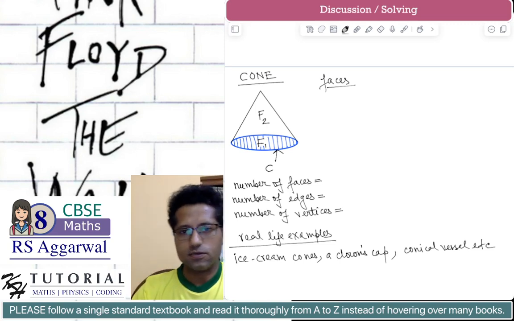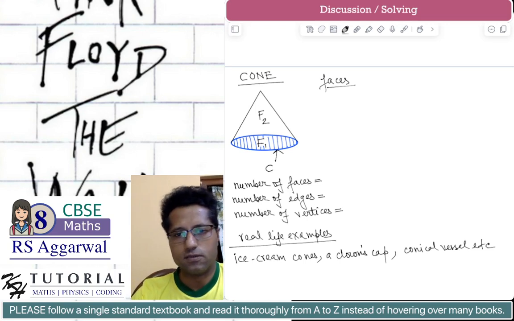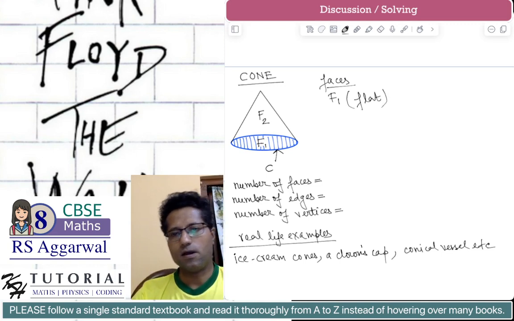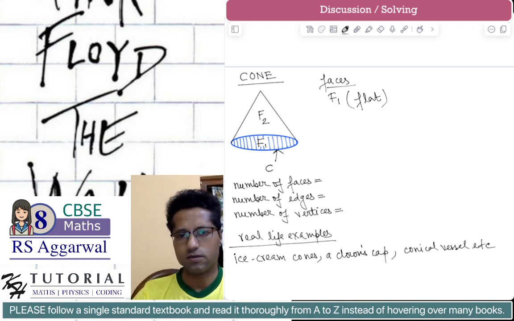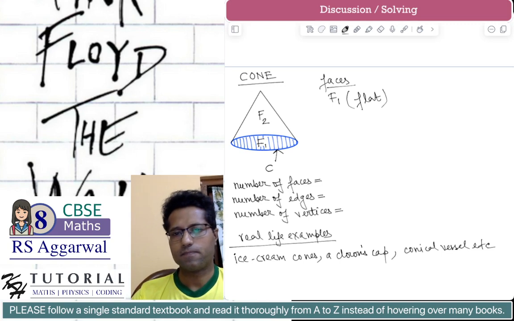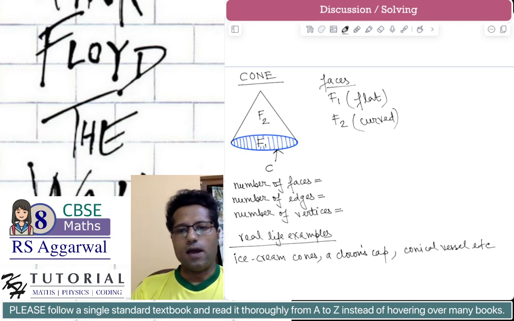So what are the faces? A cone has two faces. The blue region, F1, is a flat face. It's basically a circular flat face, and the other one is the curved face, that is F2. This surface is curved.